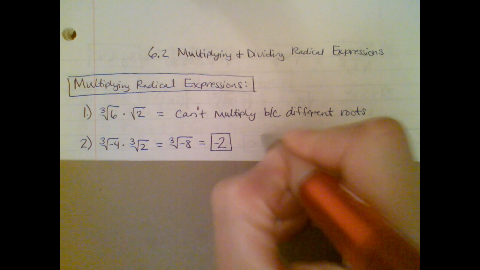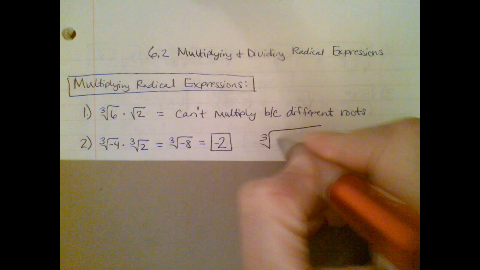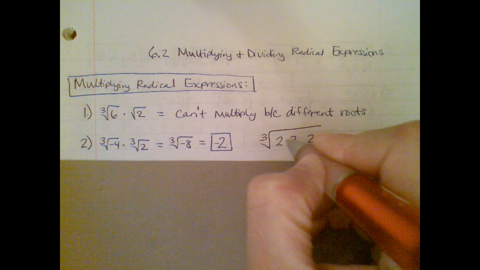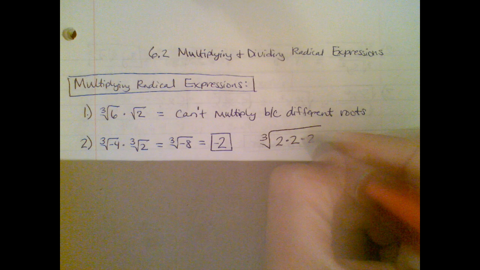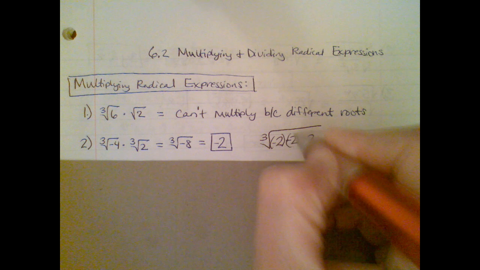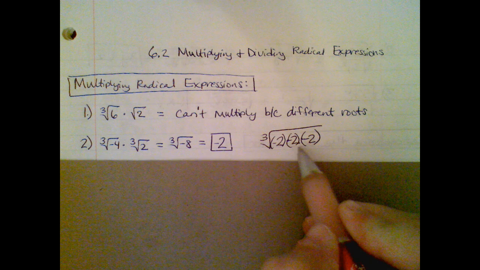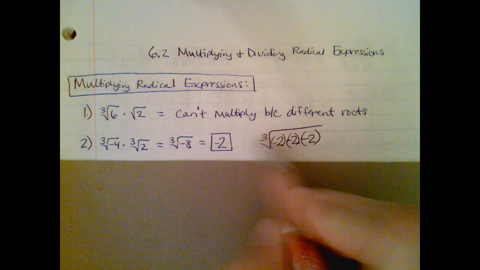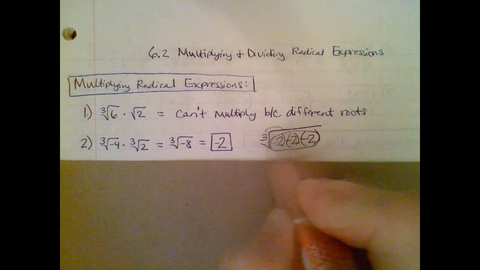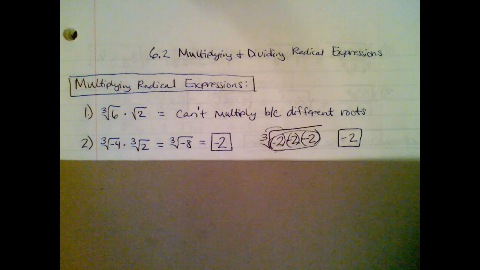Another way that we can think of that, think of our factor tree for 8, which is 2 times 2 times 2. It's -8, so each of those would have to be negative. And then since we have 3 of them and it's a cube root, we can bring out one group of them, and we get that -2.